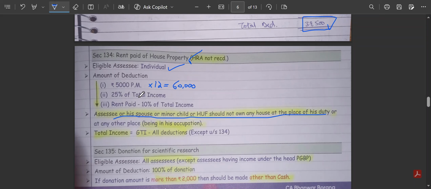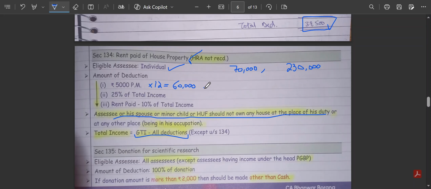Then there is 25% of total income. Total income for this section would be GTI minus all deductions except this one, obviously, section 134 deduction. Then the third one is rent paid minus 10% of total income. Let's take an example where a person is paying a rent of rupees 70,000 per annum and he's there for the full year. And then he has a total income of rupees, let's say, 2,30,000. For the sake of this example, how much deduction will he be able to obtain?